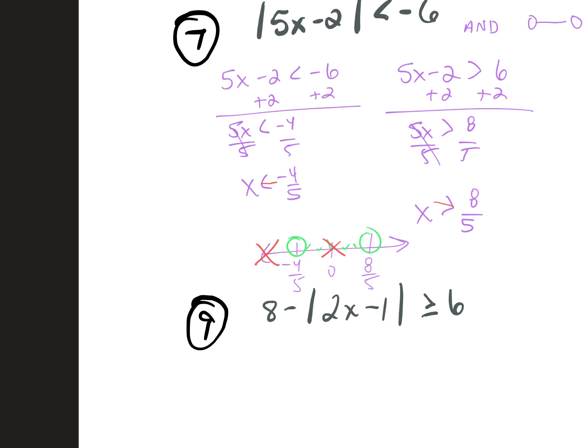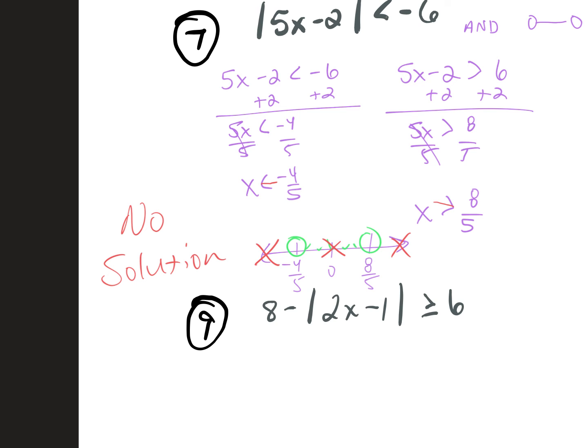Pick a number bigger than 8/5. 9/5, but let's pick a whole number. It'll be easier. 2? Okay. 5 times 2 is 10. 10 minus 2 is 8. What's the absolute value of 8? 8. Is 8 less than -6? No. Guys, does anything work here? No. So your answer would be no solution.